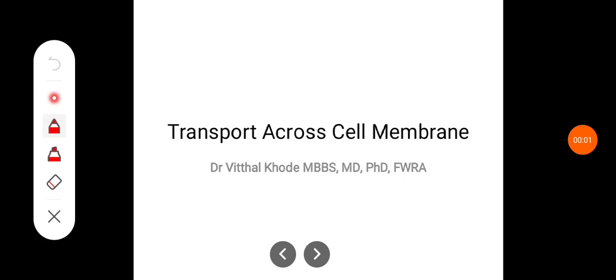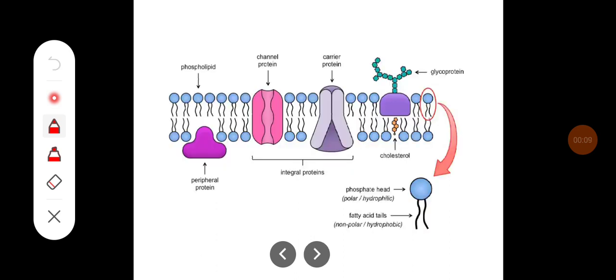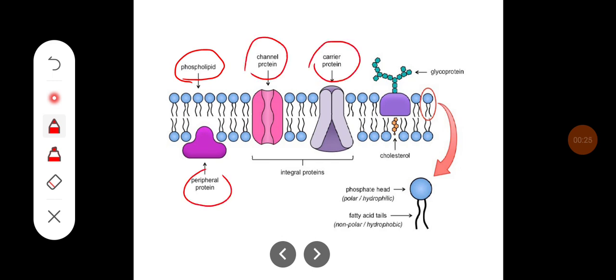Hello everyone. In this class, we'll briefly try to learn about how substances are transported across the cell membrane. This is the fluid mosaic model of the cell membrane, which is made up of a phospholipid bilayer, and there are many integral proteins, like peripheral proteins, channel proteins and carrier proteins.